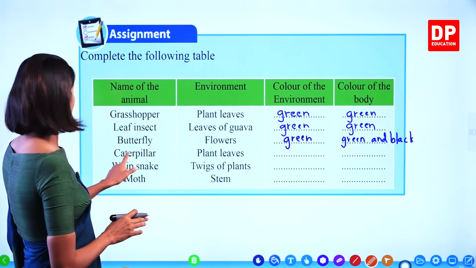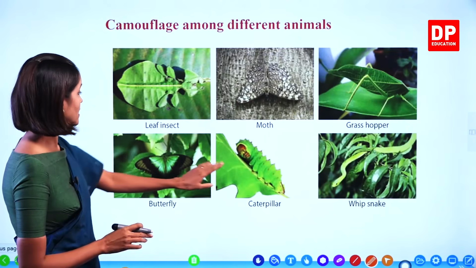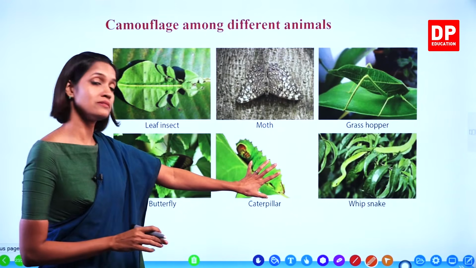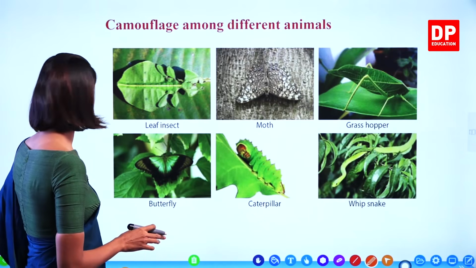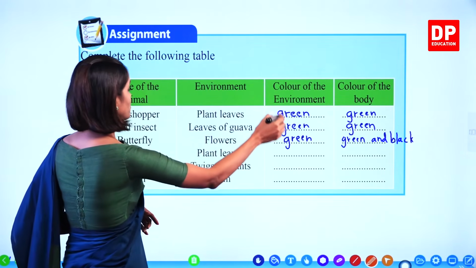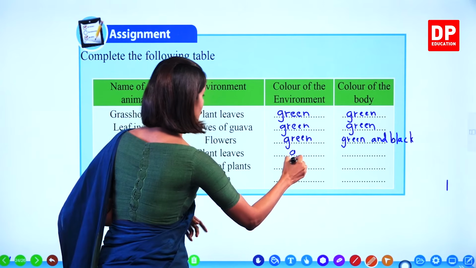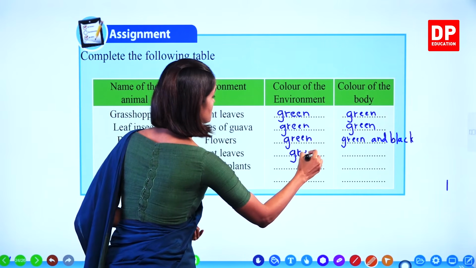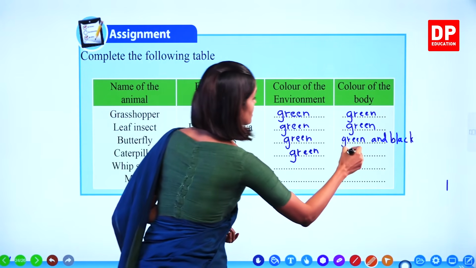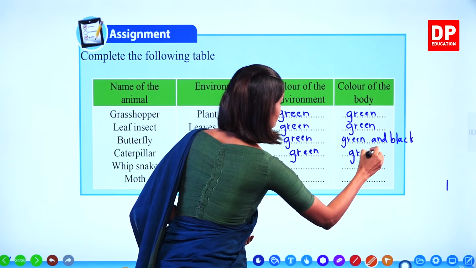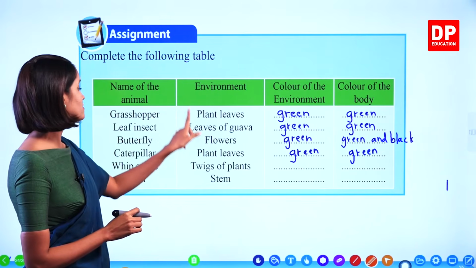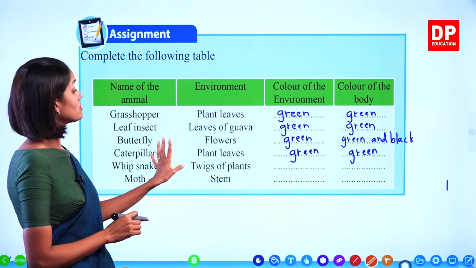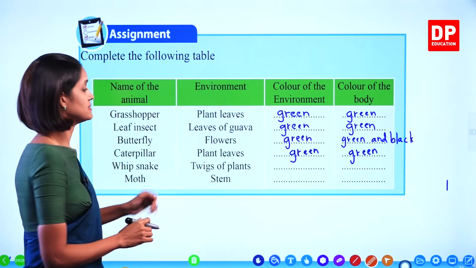Okay. Caterpillar. Look at this caterpillar. It has a green color body and the leaf is also green color. Right. So color of the environment is green. Lives on plant leaves. Body color is also green. Whip snake. Environment, twigs of plants. And again both green color. Right.